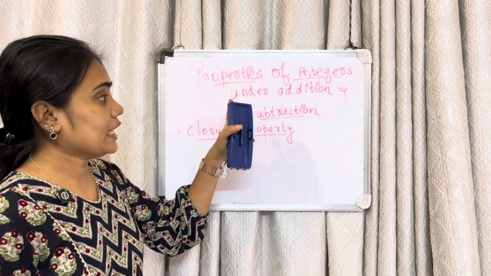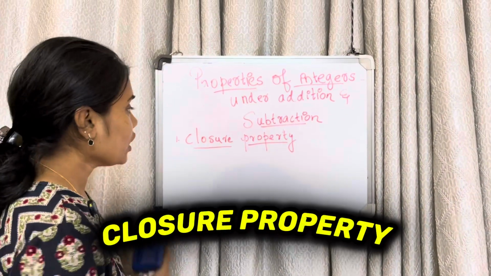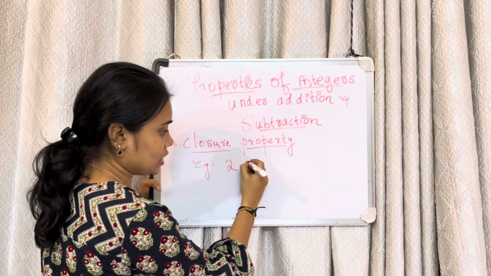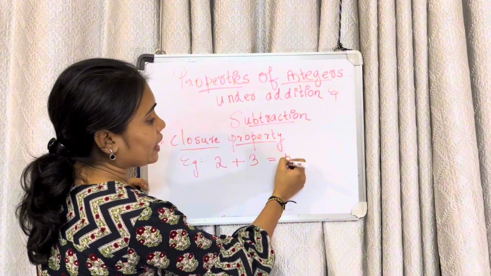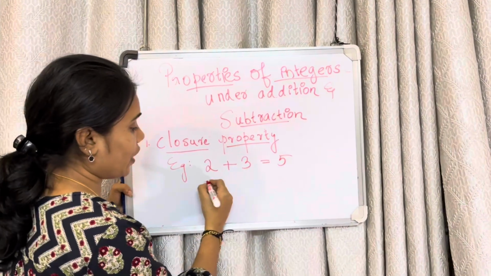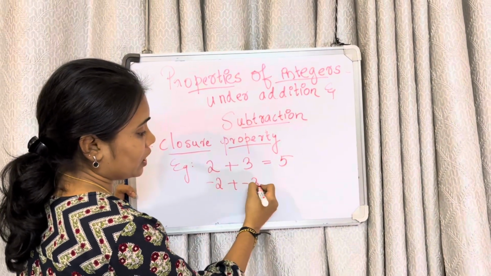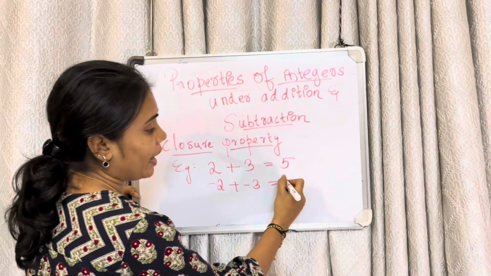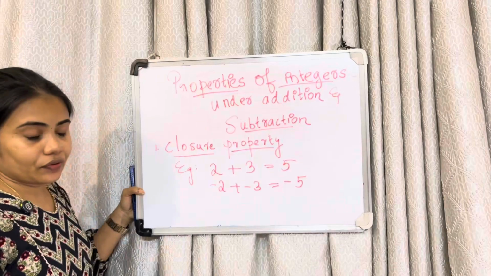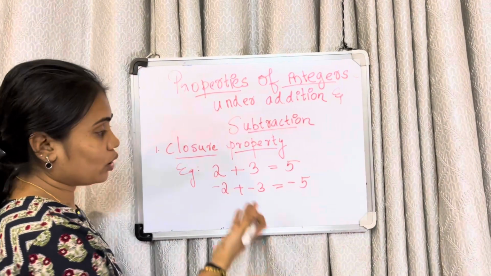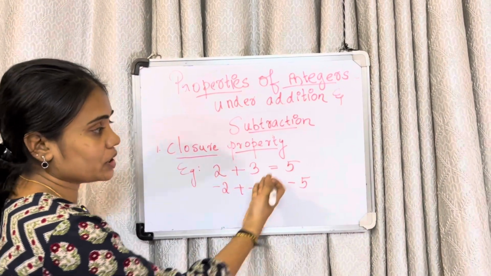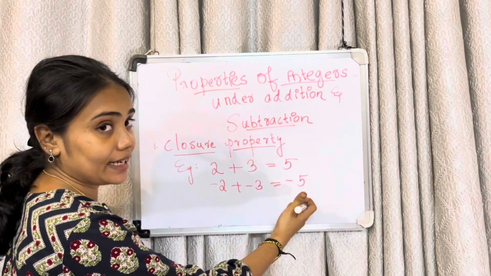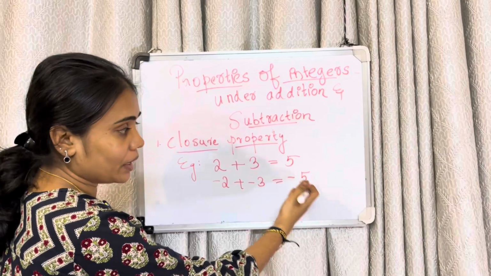The first one is closure property. I will explain closure property with an example. I am taking two integers, 2 plus 3. So what will I get? 5. 5 is also an integer. If I am taking two negative integers, minus 2 and minus 3, those are also integers. When I add, I will get negative 5. That rule you already know, no? When you add two positive numbers, you will get a positive answer. When you add two negative numbers, you have to add the numbers and put the negative sign.